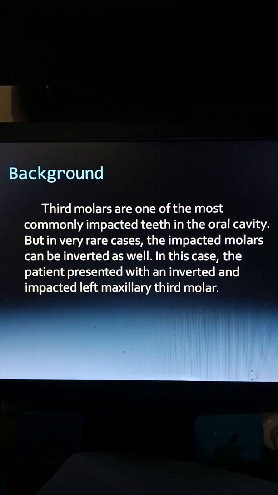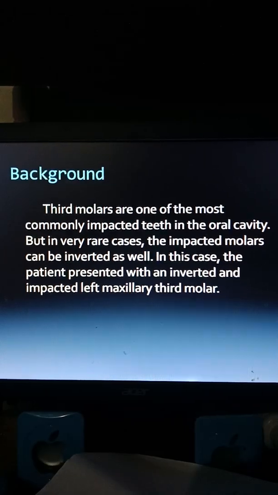Background. Third molars are one of the most commonly impacted teeth in the oral cavity, but in very rare cases, the impacted molars can be inverted as well. In this case, the patient presented with an inverted and impacted left maxillary third molar. The aim of the operating surgeon was to execute the procedure in the least hazardous manner to avoid any surgical complications.